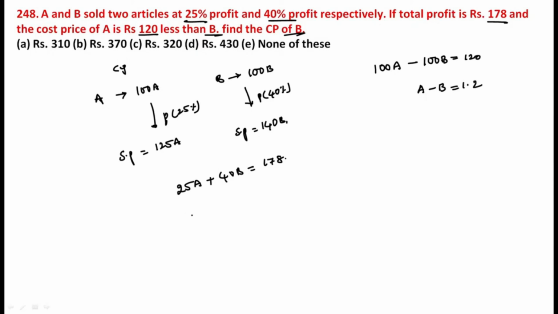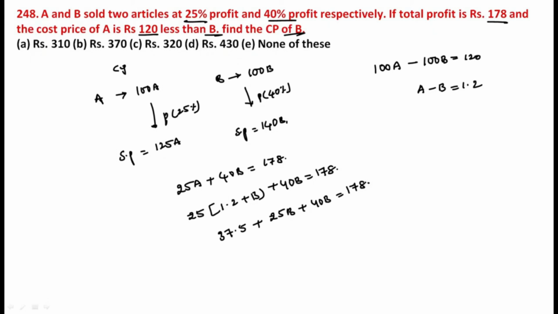You can substitute the value. Now see, 25 into A value is equal to 1.2 plus B, plus 40B is exactly equal to 178. The concept of simplification. So 25 ones are 25 and the total value is 37.5 plus 25B plus 40B is exactly equal to 178.